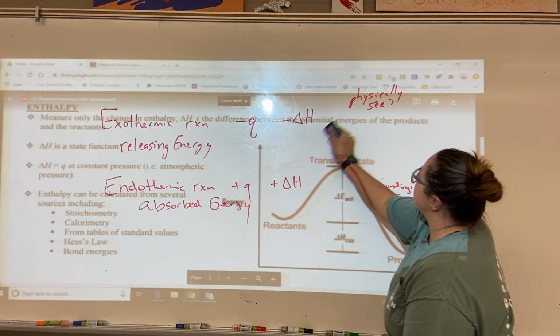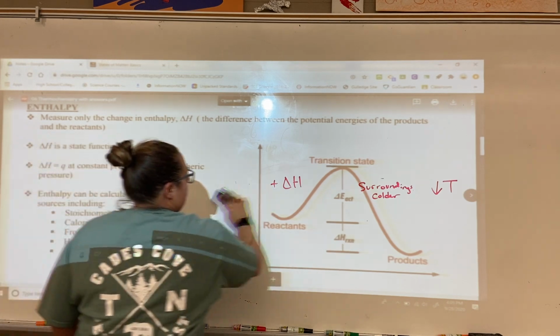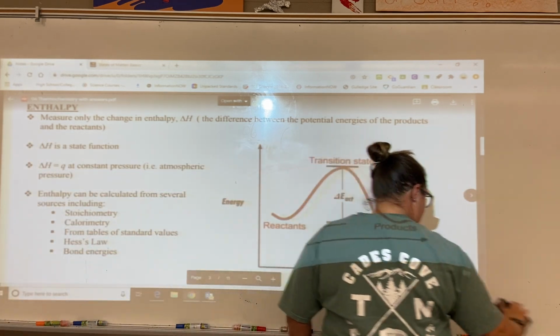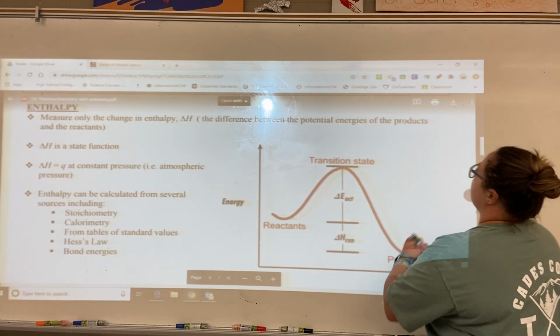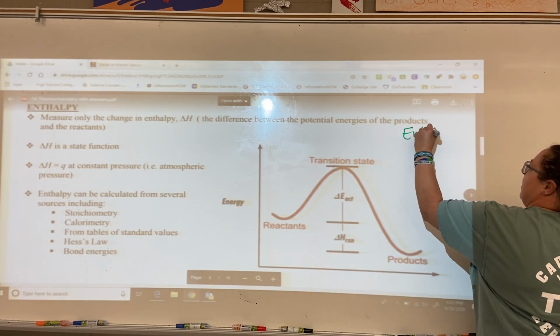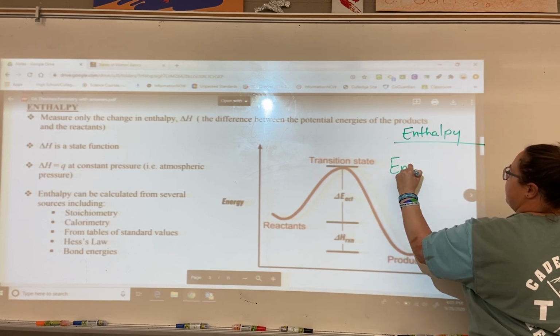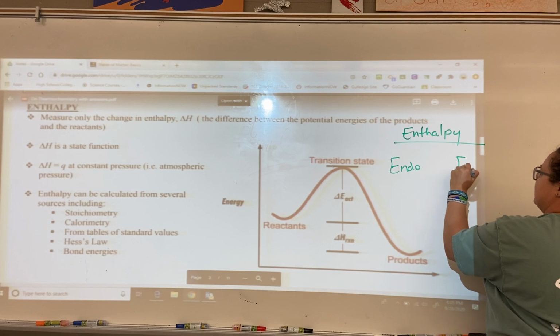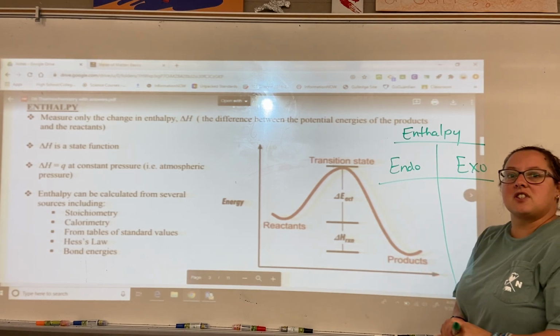Let's compare and contrast. I think I want to do that. All right, so we're going to compare and contrast enthalpy. Let me find a good marker. So we have endothermic versus exothermic. All right, so what are the differences between them?